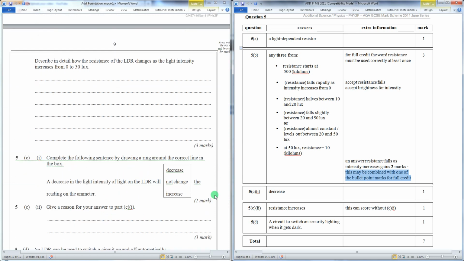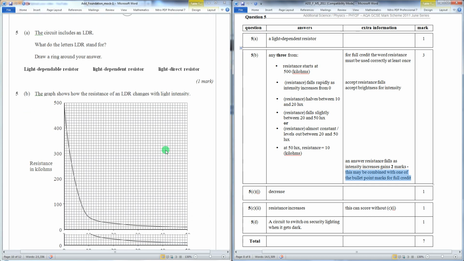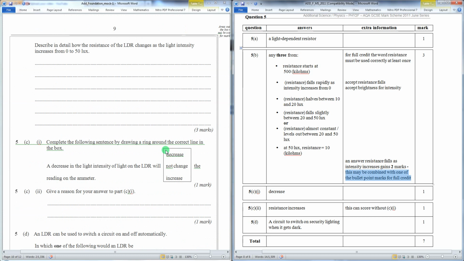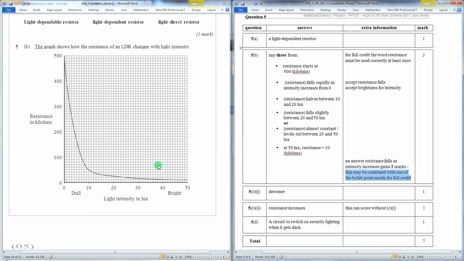So 5C part 1. Complete the following sentence by drawing a ring around the correct line in the box. A decrease in the light intensity of light on the LDR will either decrease, not change, or increase the reading on the ammeter. Now, we've got to think carefully about this. So, a decrease in the light intensity is going to do what to the resistance is our first question.